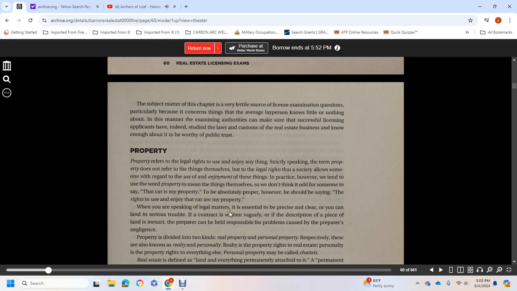When speaking of legal matters, it's essential to be precise and clear. You can land in serious trouble if a contract is written vaguely, with a description of a piece of land that is incomplete. The preparer can be held responsible for problems caused by the preparer's negligence.